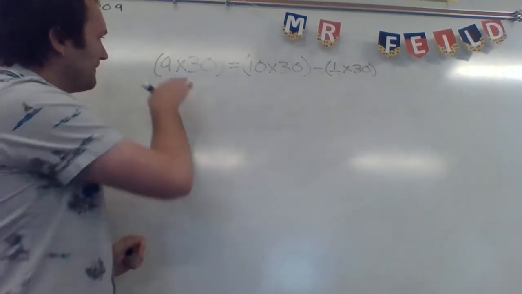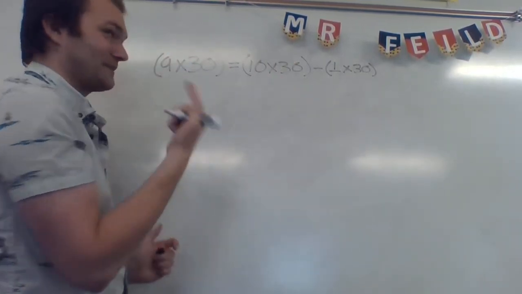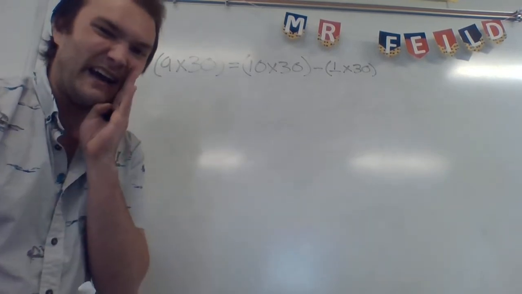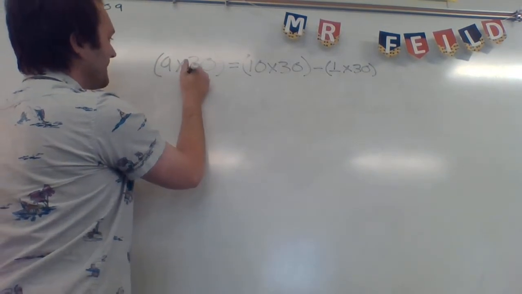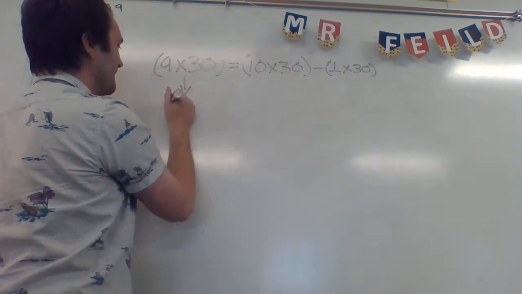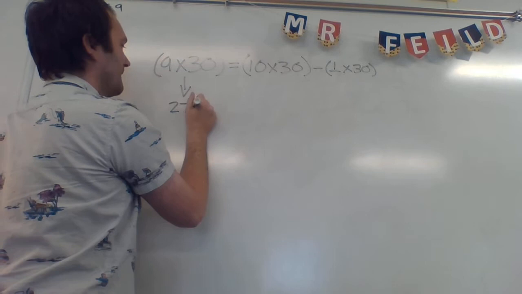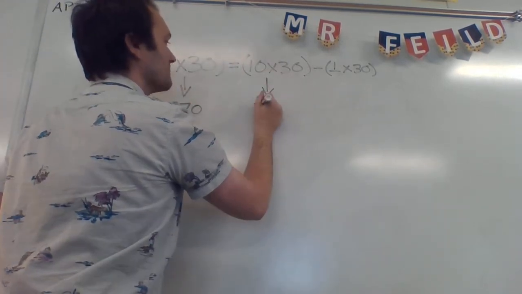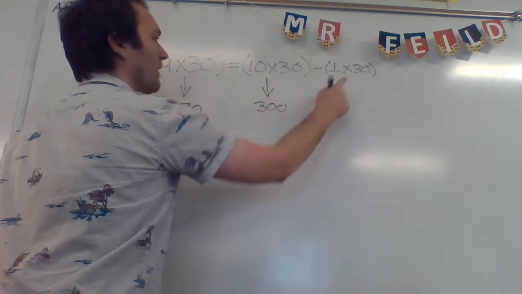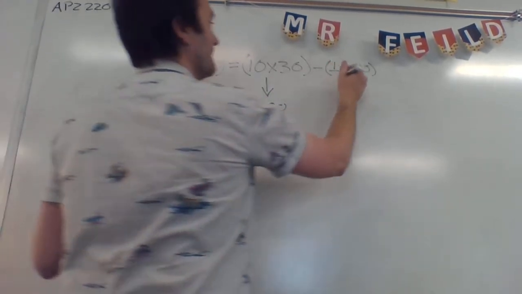Let me show you. I've got 9 times 30. I know off the top of my head that's 270. I did this before I recorded. It's okay if you didn't know that. So 9 times 30 is 270. 10 groups of 30 is 300. And 1 group of 30 is, well, it's 30.